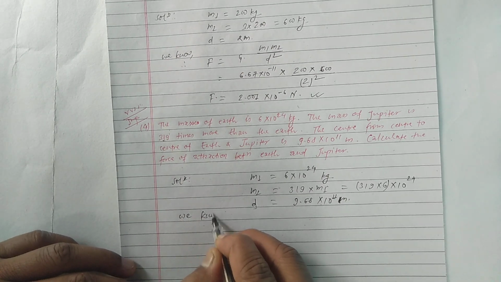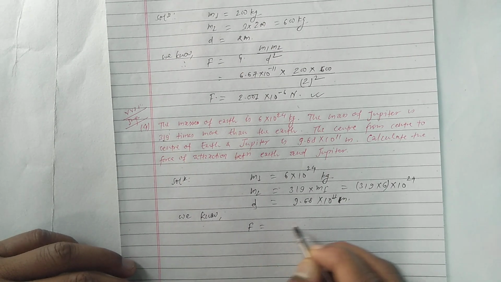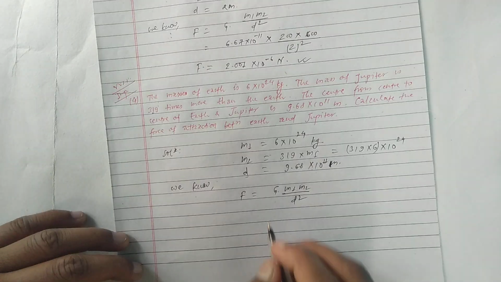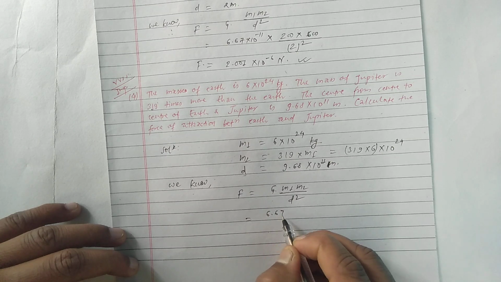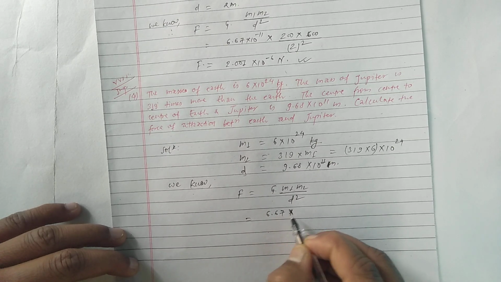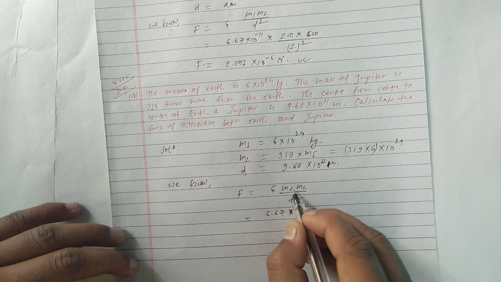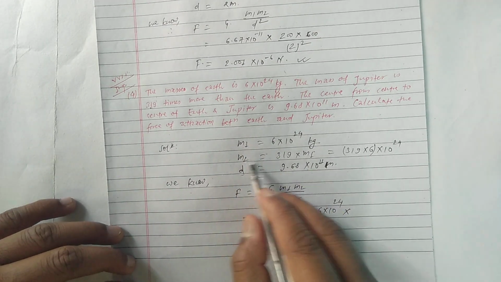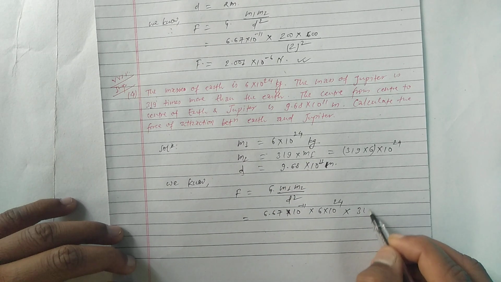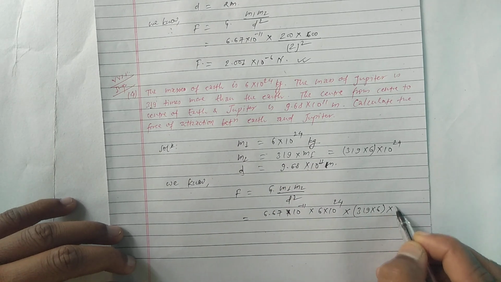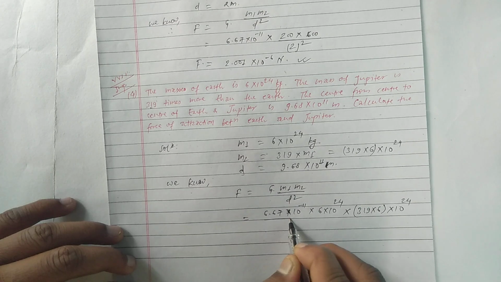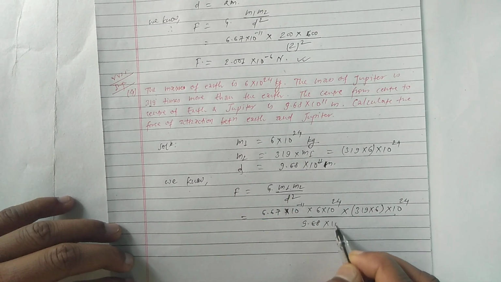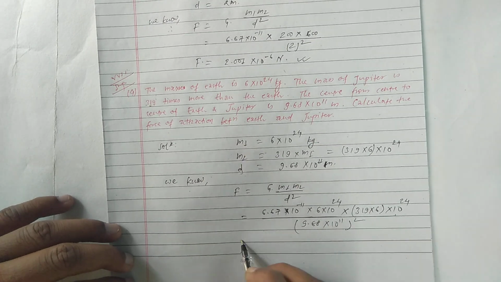So we know the force of attraction F equals G m1 m2 upon d square. So the value of G is 6.67 into 10 to the power minus 11, into the value of m1 equal to 6 into 10 to the power 24, into the value of m2 equal to 319 into 6 into 10 to the power 24, upon d square. D means 9.68 into 10 to the power 11, whole square.